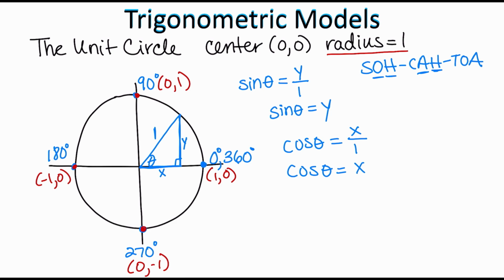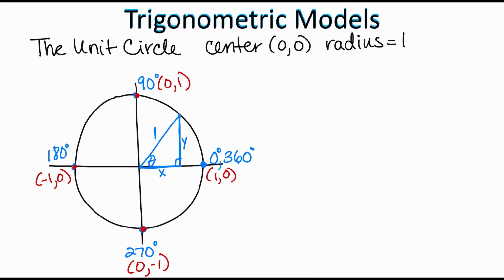So in terms of sine and cosine, in an ordered pair (x, y), I know that this is the same as (cosine of theta, sine of theta) in a unit circle. We're going to go ahead and use this information to help us graph the sine and cosine graphs.